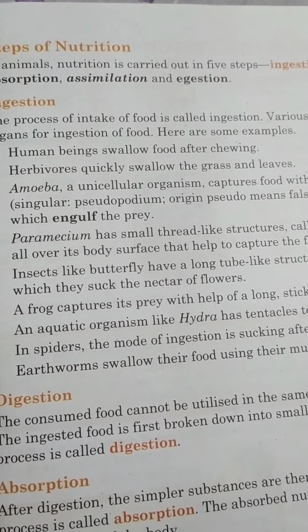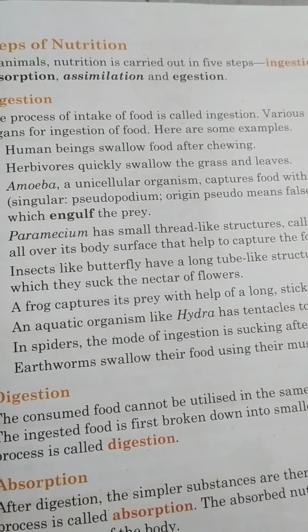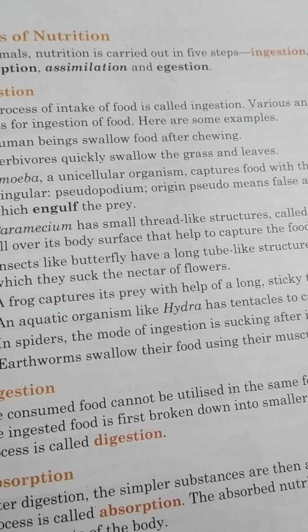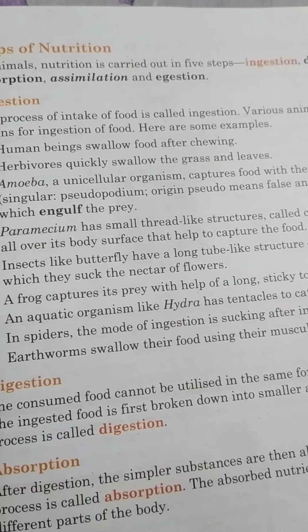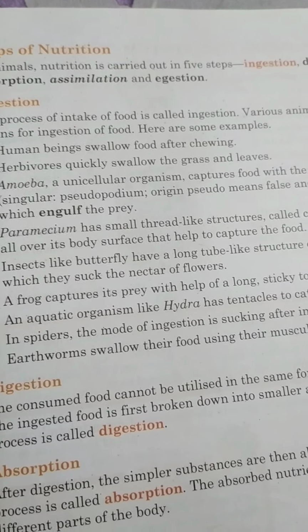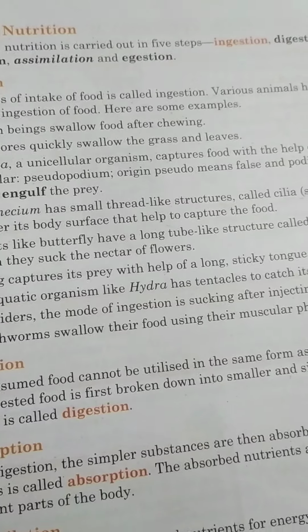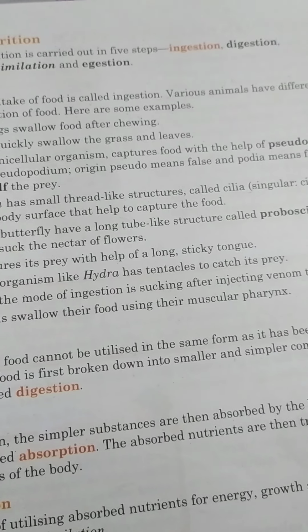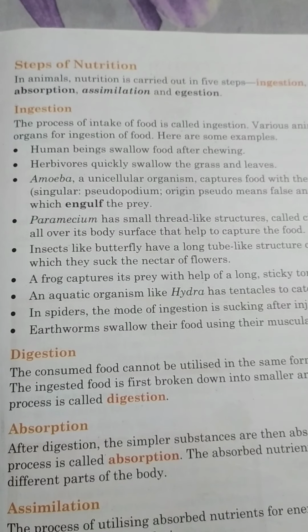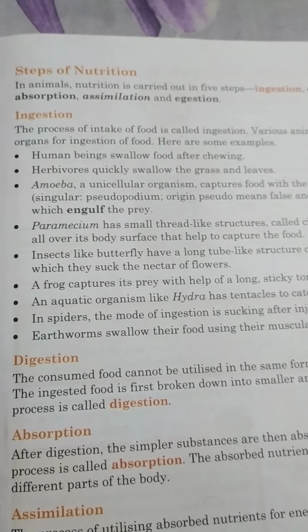Frog has a long sticky tongue. The aquatic organism Hydra has tentacles to capture the food. Spider gives out its spit and injects venom, and then swallows the food. And earthworm uses its muscular pharynx to take the food. So there are different methods of ingestion of food in different types of animals.